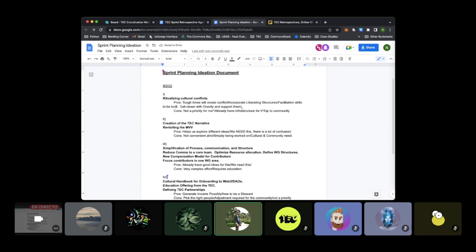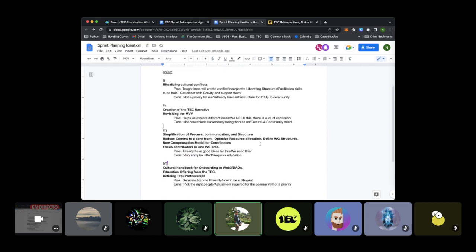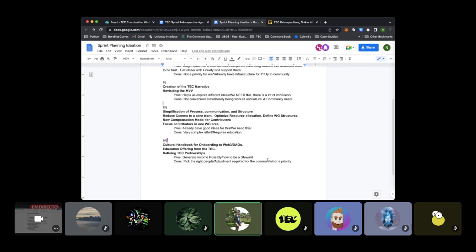For the education, that's the one I wanted to touch. The pros: I believe it's a nice initiative overall. And defining TEC partnerships, I think, is probably top priority just after revisiting the MVV. The cons is that, as great as it is, I wouldn't want us to spread ourselves across initiatives that aren't directly tied to token engineering, because I think we oftentimes want to do everything, and we are here for a special purpose.